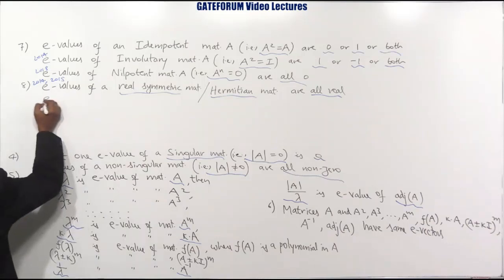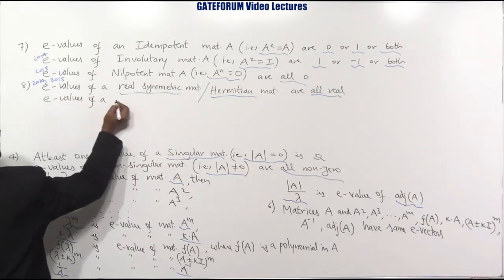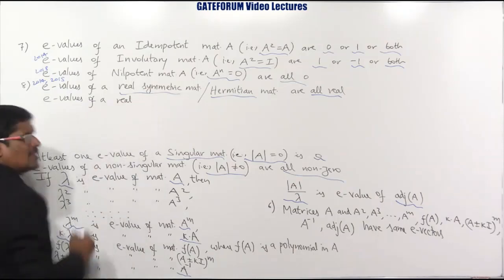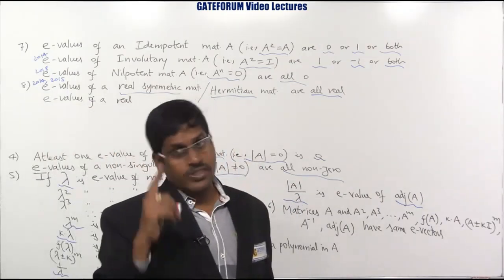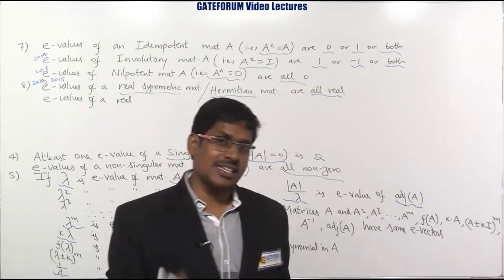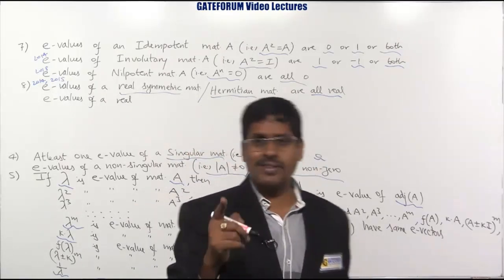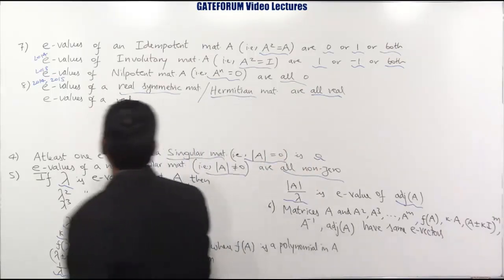Next, eigenvalues of a real symmetric matrix. Symmetric means A transpose is equal to A. What is a real matrix? I told you on the first day: every element of matrix A is a real number. Such a matrix is called a real matrix. Otherwise, the matrix is called a complex matrix or imaginary matrix.